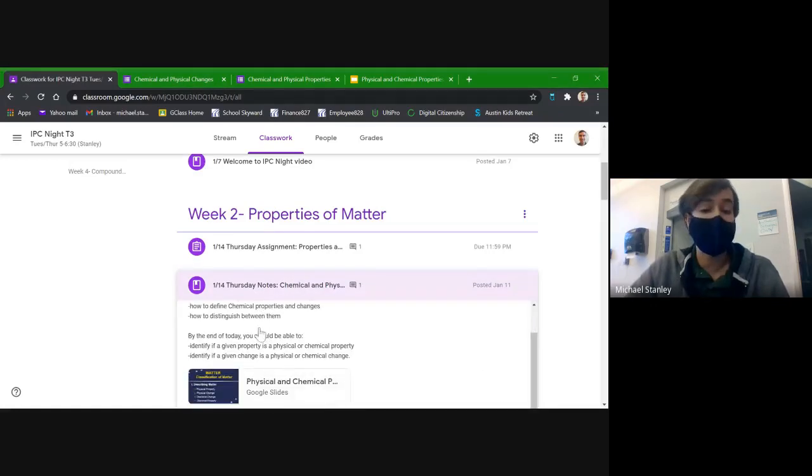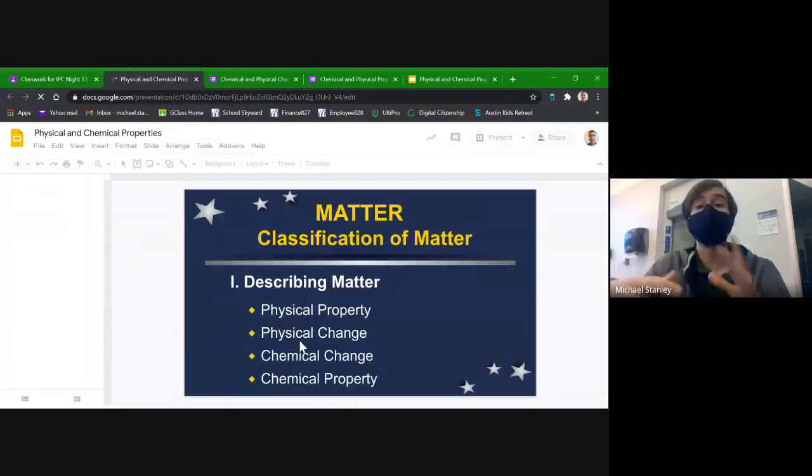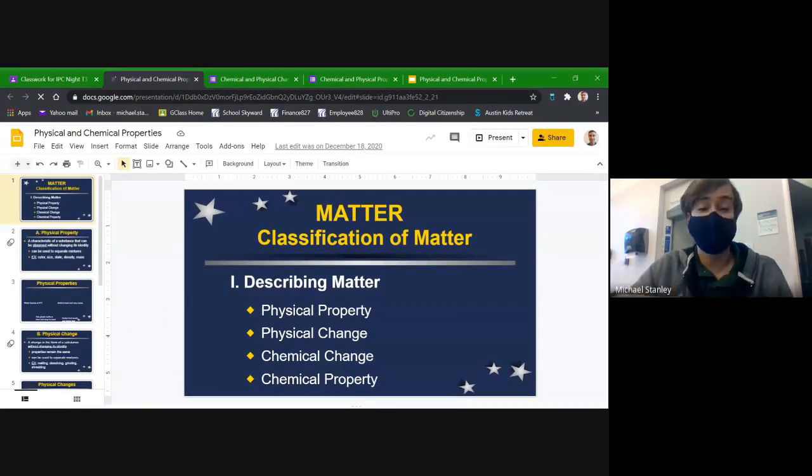So like I said, today we're going to be talking about chemical and physical properties and changes of matter. So what does it look like when we're measuring or looking at or thinking about the properties of a substance? And how do we define it when that substance changes either in form or in matter?